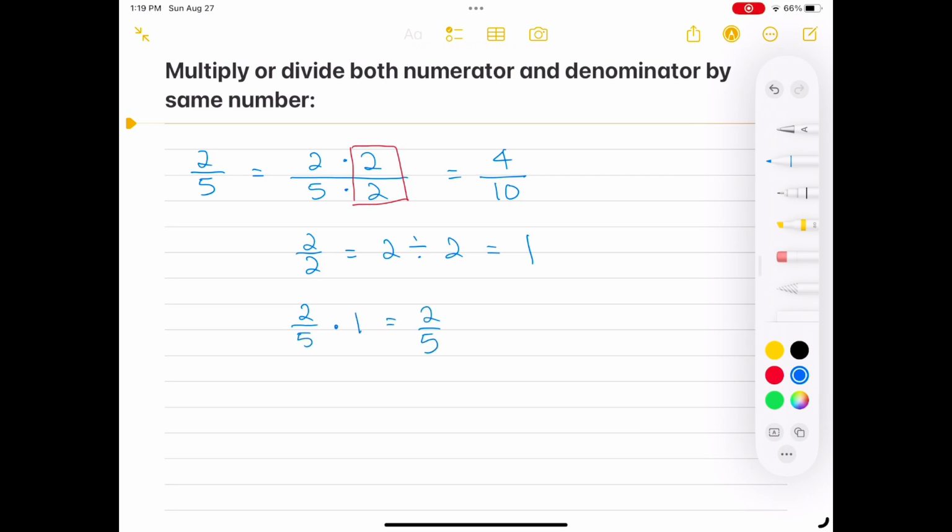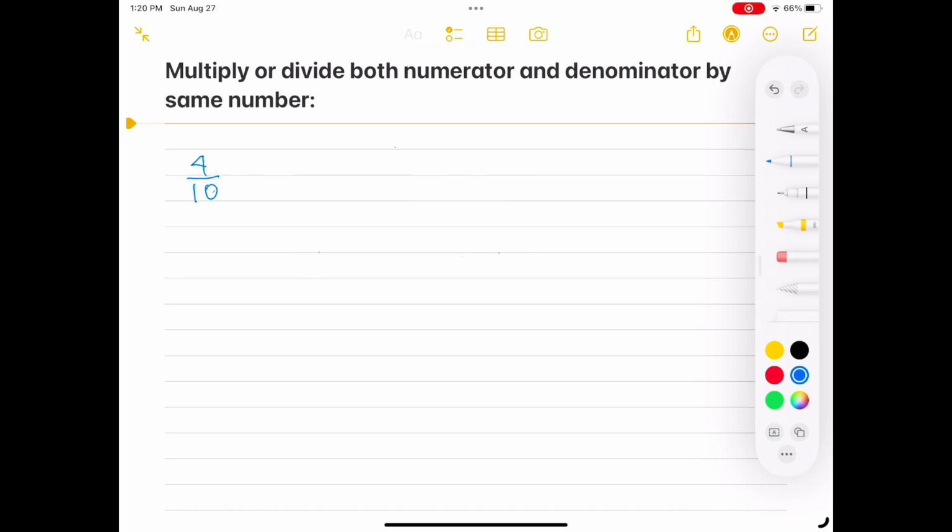So even though 4/10 has a different name than 2/5, it is equal or equivalent. The same principle applies in reverse. So if you take the fraction 4/10 and you divide both the numerator by 2 and the denominator by 2, you get the fraction 2/5, which is equivalent to 4/10.